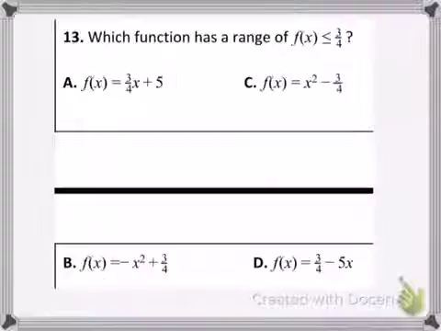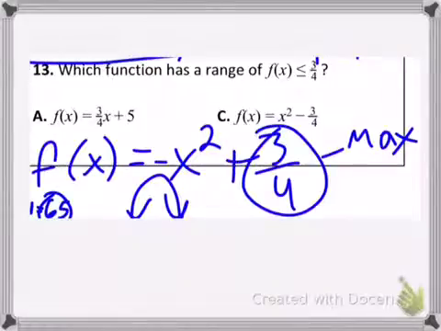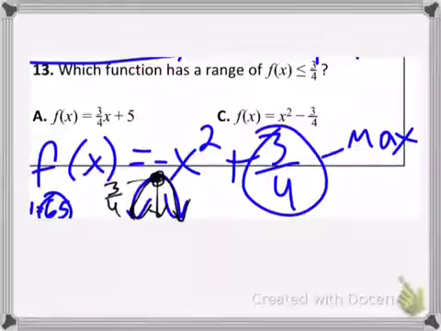Which function has a range of f of x less than or equal to 3/4? And the answer is negative x squared plus 3/4. And the reason it's negative x squared is because it needs to be turned upside down, because that will make the range be less than 3/4. And 3/4 is our maximum point, so that would be 3/4 at the top of our graph, and that's our maximum point. The negative causes it to flip over and be less than or equal to.